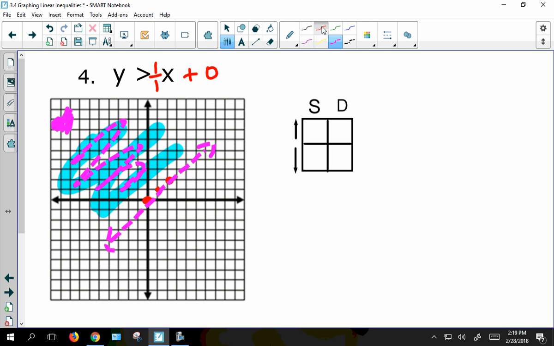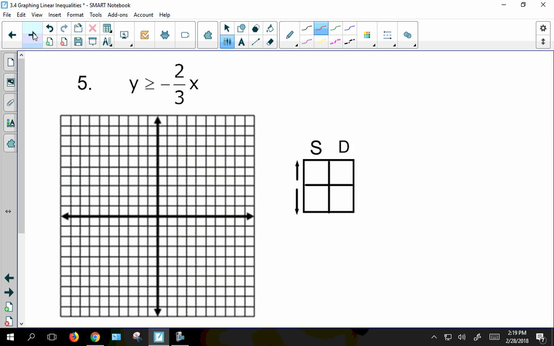Now, if I'm going to fill this in, if I want to, so I have a greater than, it's a dotted greater than, so that means it goes here. It goes above the line, that's why I shaded above. Okay, again, number 5, plus 0.